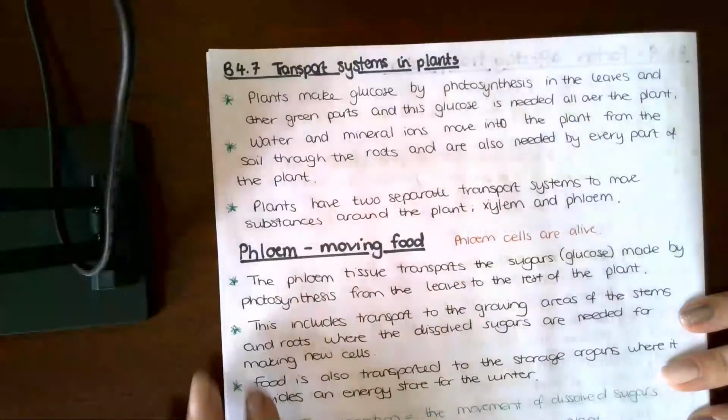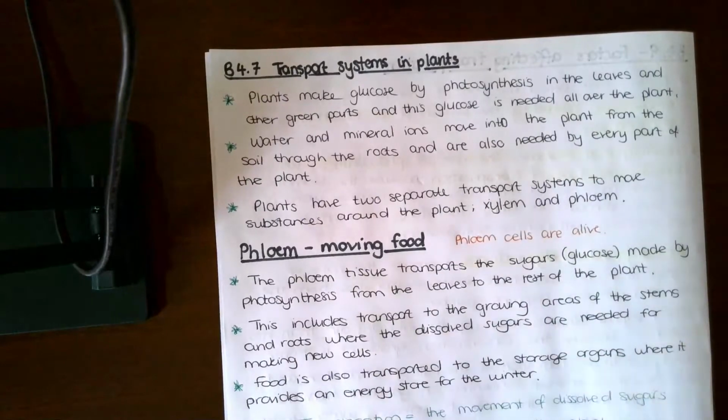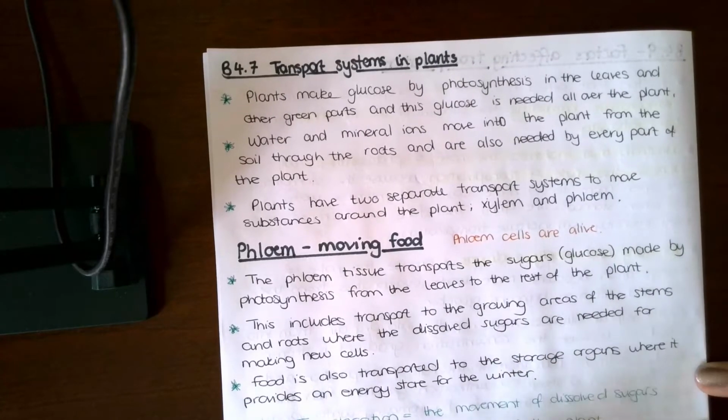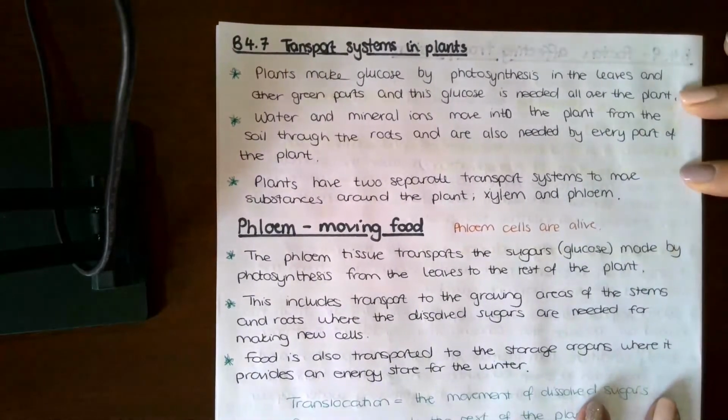B4.7, transport systems in plants. So in the last video we looked at the structure of the leaves and what different components they're made up of. We're now going to follow on with how the xylem and the phloem transport different things around the plant.